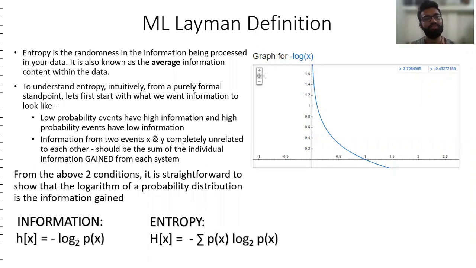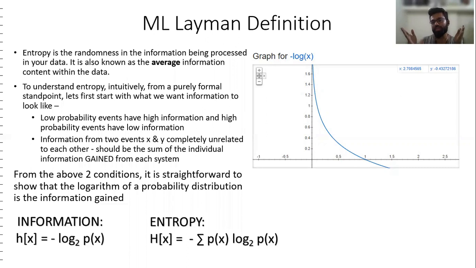actually is, because here you can see that it says the randomness of information, but how do you quantify what information is? There are a couple of very important assumptions that we make with respect to what we want information to look like. And the two assumptions are these two bullet points here. The first one being that low probability events will have high information and high probability events have low information.